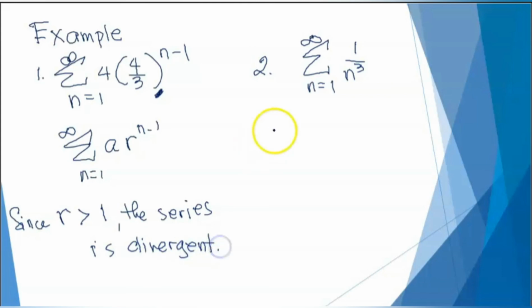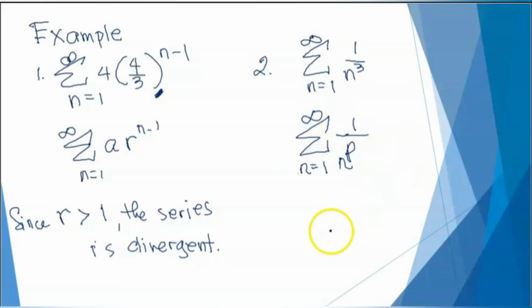There you go. So that's for the first example. Let's take a look at the second example. It's actually having the structure of a p-series, and remember the p-series, it's the summation of 1 over n raised to p, where n ranges from 1 to infinity. So this is a p-series, and all you have to do is to look at the value of p. So for this case, p is equal to 3 and it is greater than 1. Hence, we may conclude that the series is convergent.